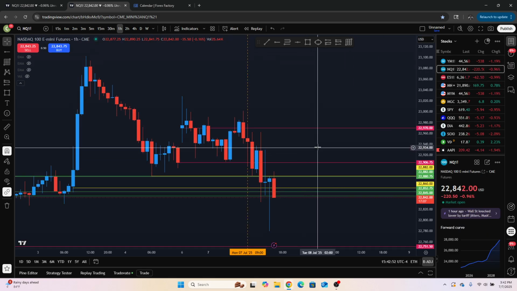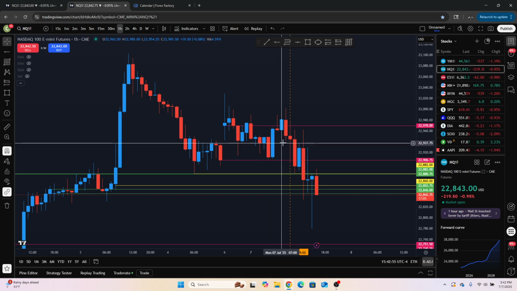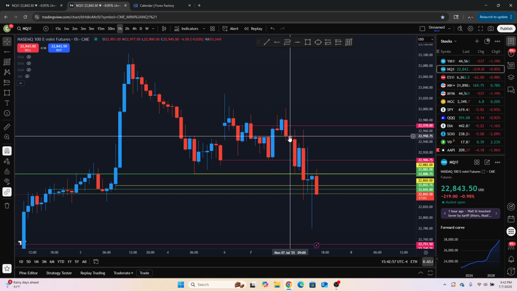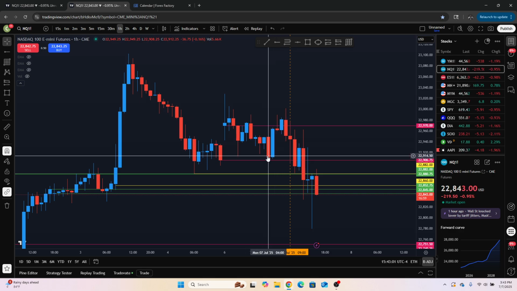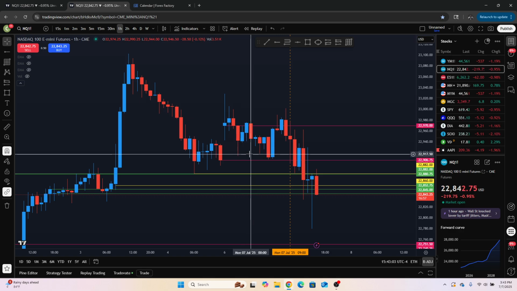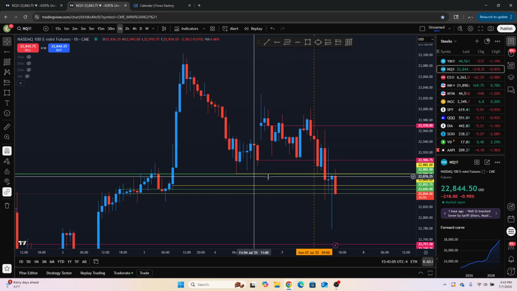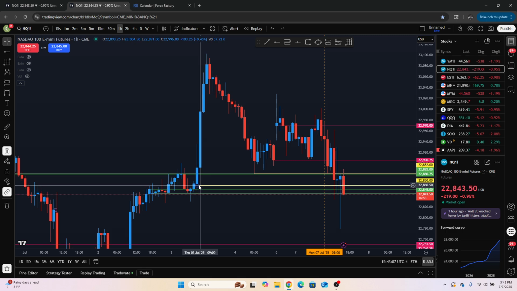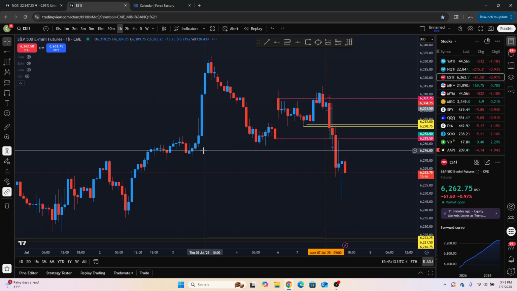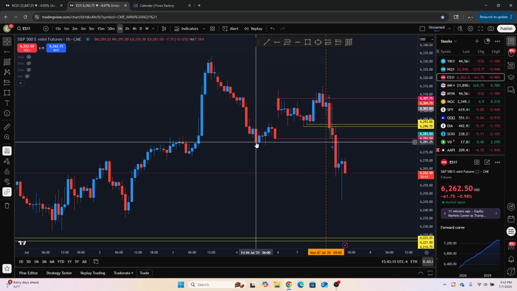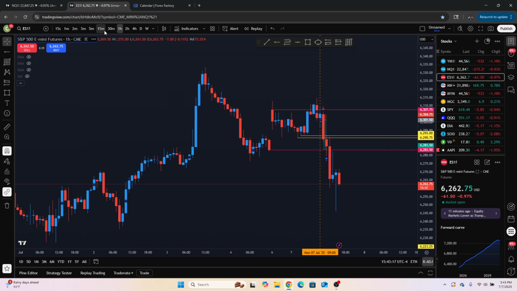NQ was looking very different. Filled in most of the gap here. Here's where market opened at the top of this candle. Even though there's sell side liquidity here, the gap was more filled in. We have more liquidity here. And this yellow line is from last week, the news candle. ES already took it here on Friday.